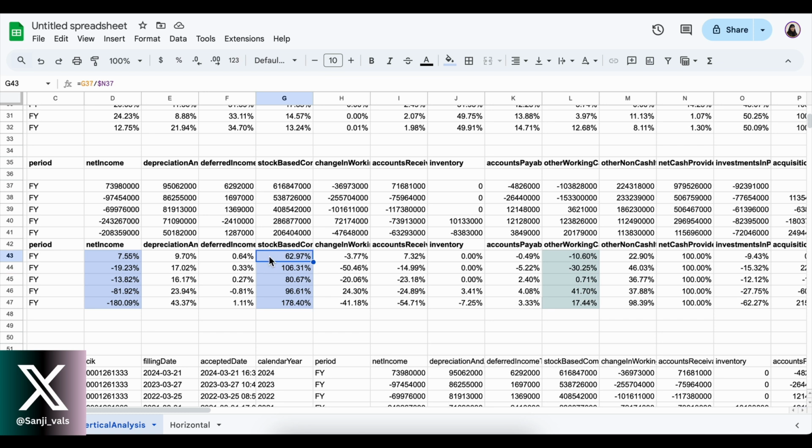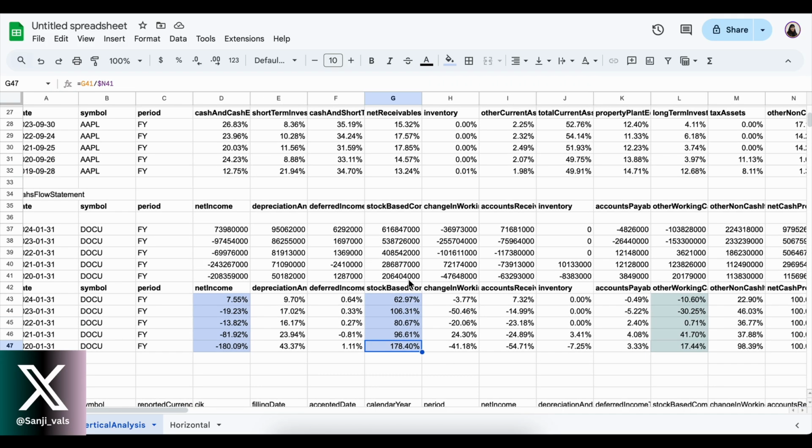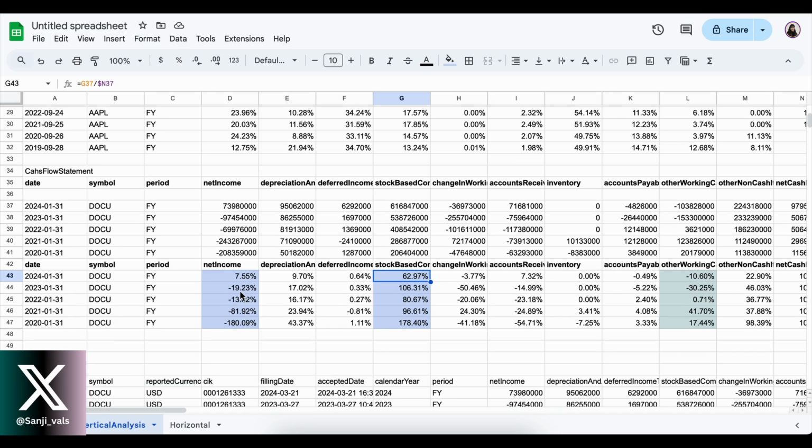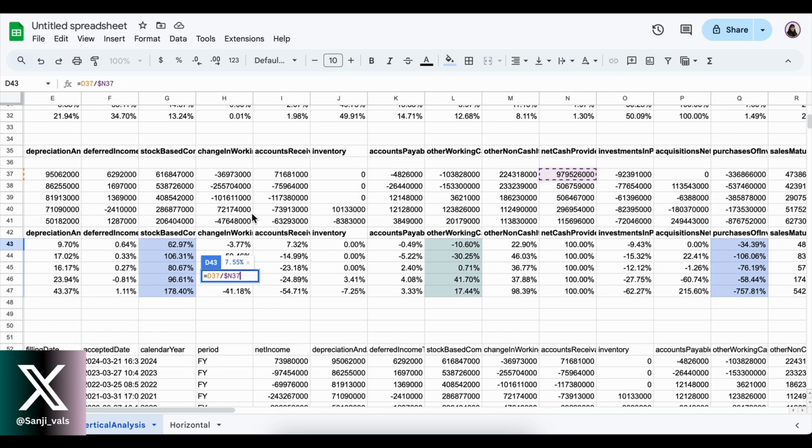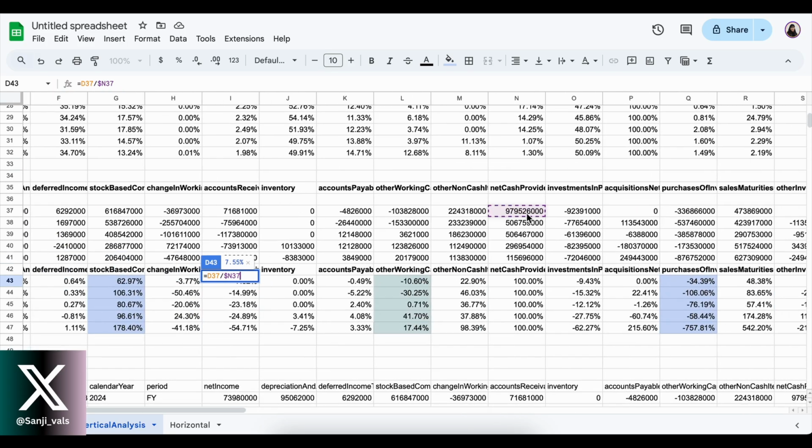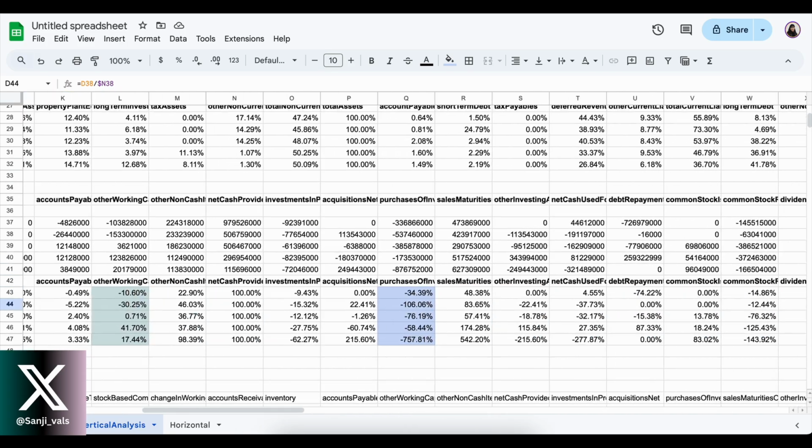But in this case, we see large fluctuations like 106%, 178% for some years, and still stock-based compensation is high. It means that the management is paying the employees with their stocks more. And also you see the net income differential. As you can see how it's calculated, we're taking the net income and then we divide it by the net cash provided by operating activities.